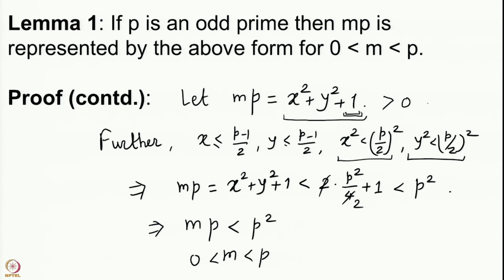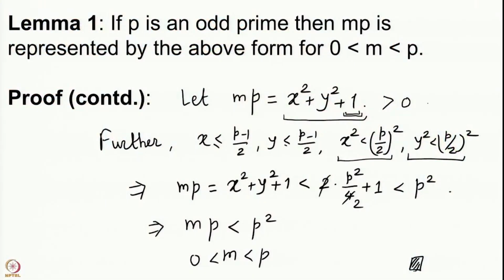We wanted to prove actually that p is represented by this form, but what we have proved is a weaker form of that statement, which is that a multiple of p strictly less than p square is represented by our form x square plus y square plus z square plus w square. So, this lemma 1 is proved. We now go to one more lemma and then we proceed towards proving Lagrange's theorem.